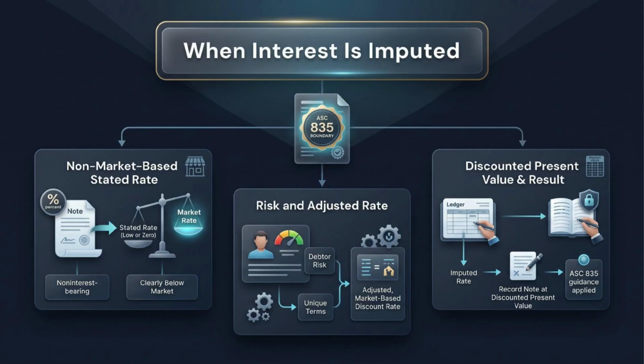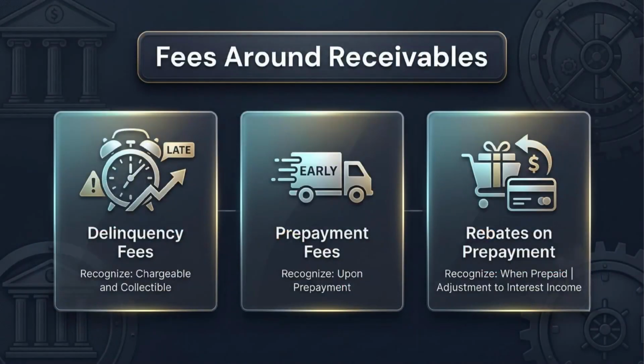It is simply time value of money being reported properly. Fees and rebates create timing issues. Delinquency fees are recognized when the fee is chargeable and collectibility is reasonably assured. Prepayment fees are recognized when the borrower actually prepays, because that is the event that earns the fee.